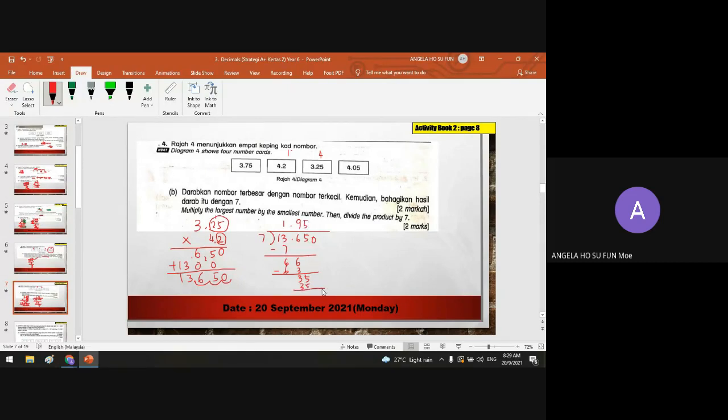Okay. You bring the 0 down. Of course, 7 times 0, answer is 0. Okay. So without the 0 or with the 0 also can. You can cut the 0, or without the 0 also can. With the 0 also no problem. So your answer will be 1.95.